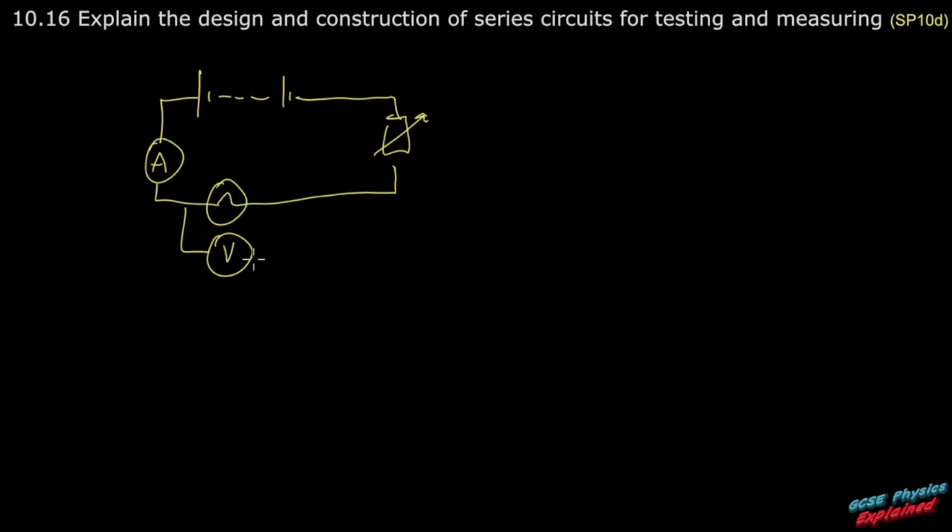16. Explain the design and construction of series circuits for testing and measuring. Right, a typical 6-mark question is it'll say, how would you design a circuit in order to find out the resistance of a bulb? I always like to base my explanation on the calculation. Now in order to get the resistance of something, you're going to need the voltage over the current. So tell the examiner we'll need a voltmeter to measure the voltage.